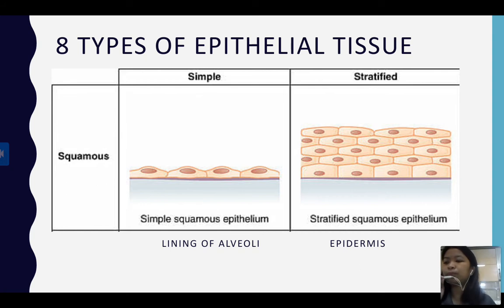So, simple squamous epithelium are a single layer of flat cells. This tissue functions in rapid diffusion and filtration. So, diffusion and filtration, ayun nga, it happens in the linings of the alveoli. Next, we have here the stratified squamous epithelium. So, what is the function of stratified squamous epithelium?